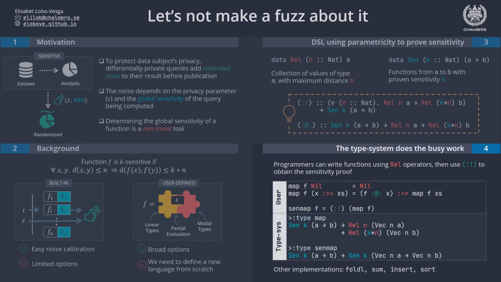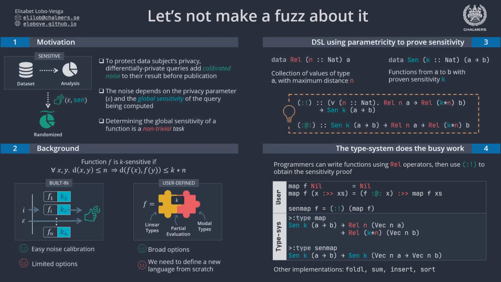So to sum up, in this work, we have learned that in a strongly enough typed language, it is possible to create a library that allows users to define their own functions and prove their sensitivity. We believe these results can later be plugged into a framework for differentially private queries so that the systems do not get too complicated.